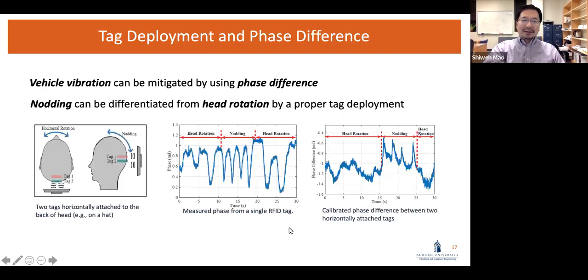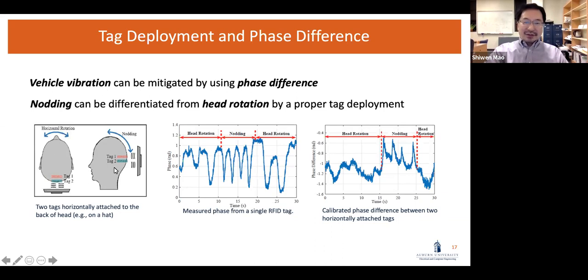In recent work, we use a pair of RFID tags to detect the nodding movement of the driver. Usually when we drive alone and when we're tired, you keep on nodding your head. That is an indicator of driver fatigue. So how do we deal with this kind of interference from the environment?